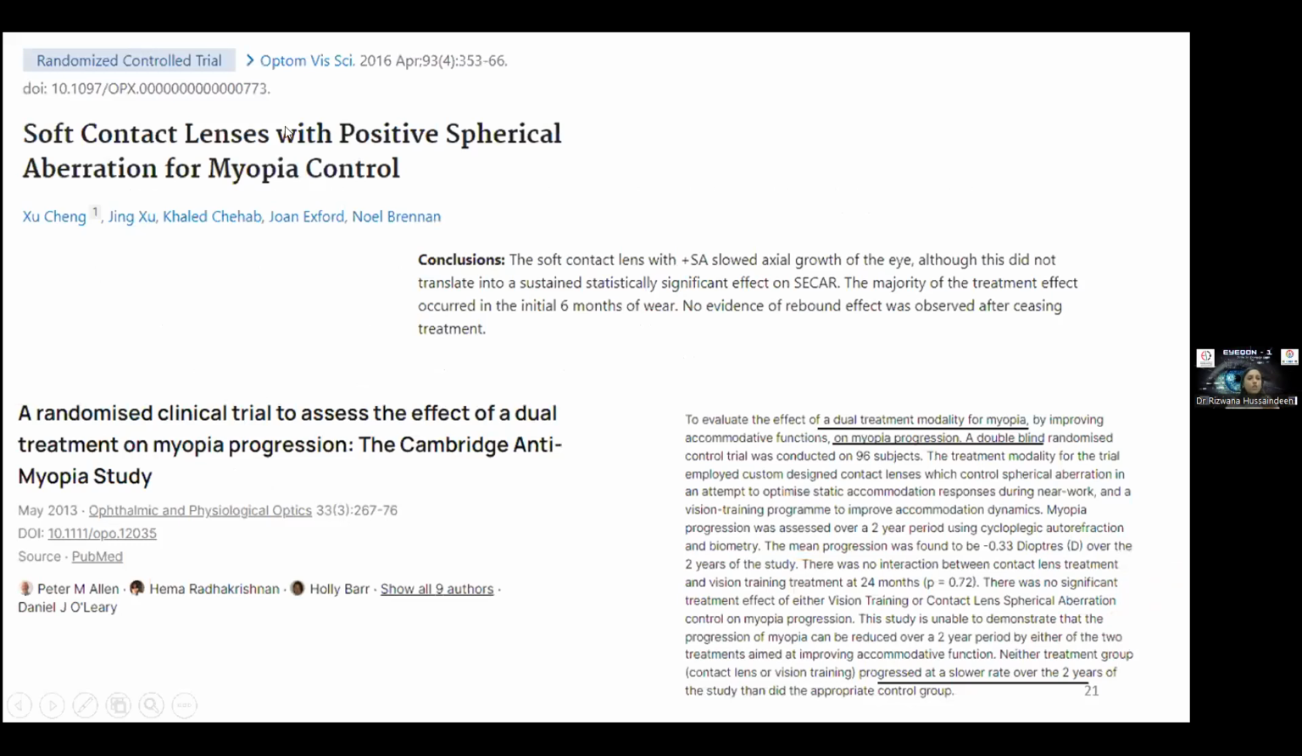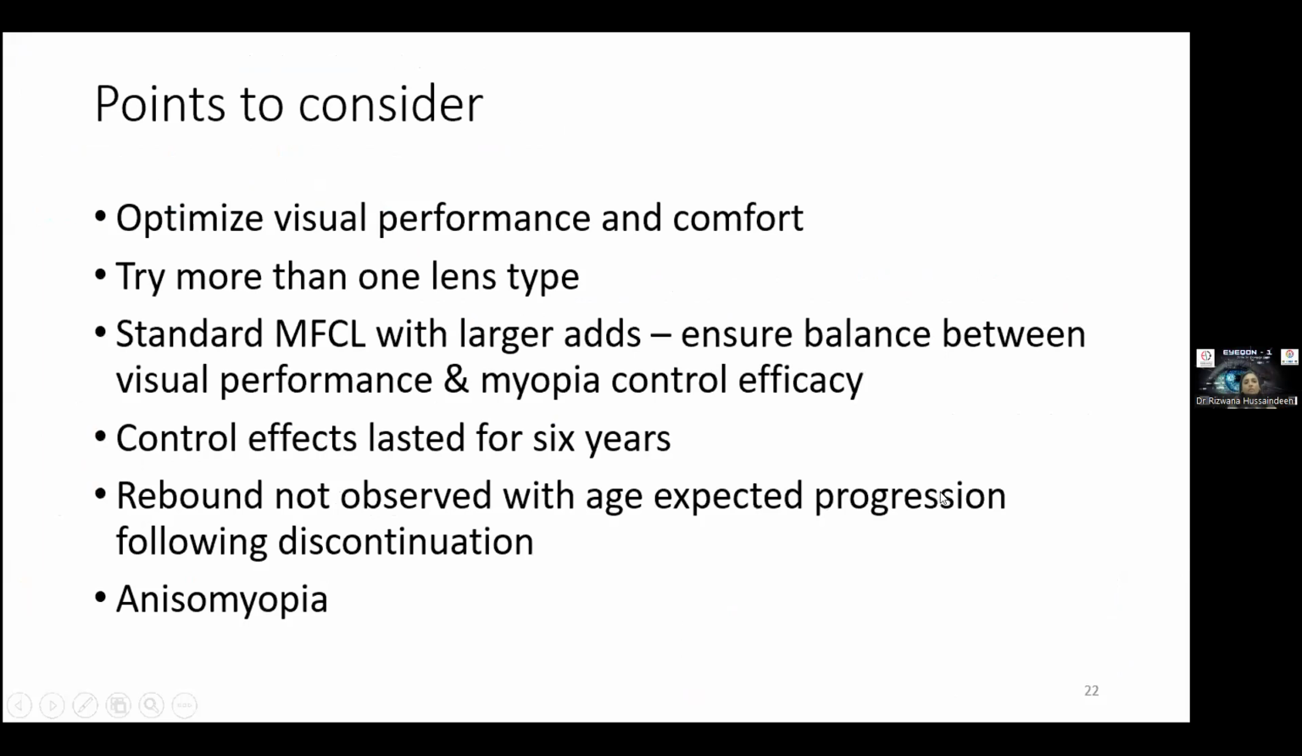The one that you see on top, where the positive spherical aberration was induced using soft contact lenses, the treatment did not show significant impact on both myopia progression as well as axial length control. And there's another study, the CAMS, which used negative spherical aberration induced lenses, which also did not show significant impact on myopia control or axial length elongation. So, points to consider, wrapping up.